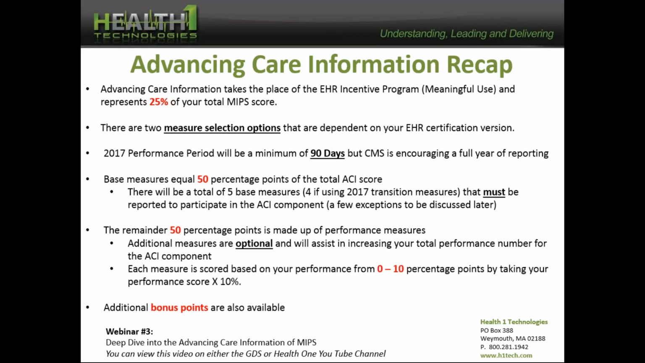90-day reporting period required for 2017. And the way the measures are for ACI is they're broken into base measures, which are required to get 50%. And then there are additional measures that make up your performance, which is another 50% of your score. And then there are bonus points available as well. All of that is covered in webinar number 3, a deep dive into the advancing care information.